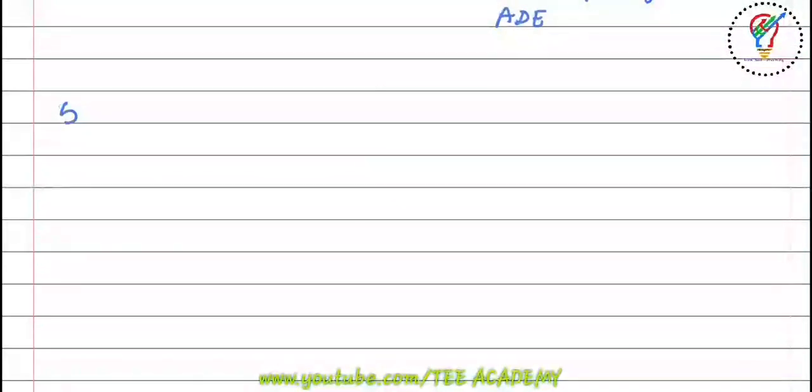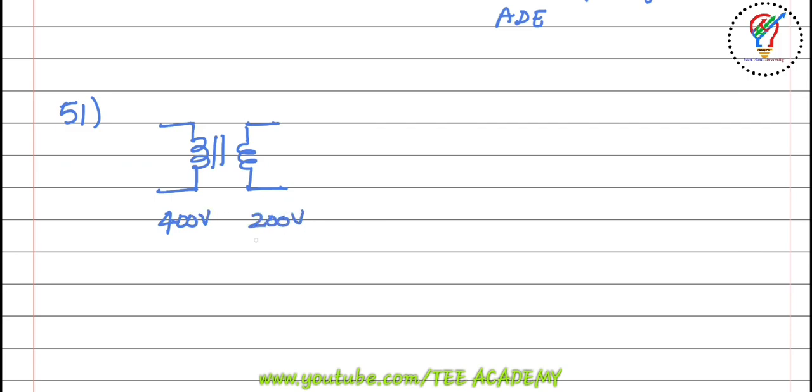So the 51st question we will take here. Now in this question, the given data is a transformer. In the transformer, the primary winding has a voltage of 400 volts, the secondary winding has 200 volts, and they have an impedance of 0.05. This will be per unit.